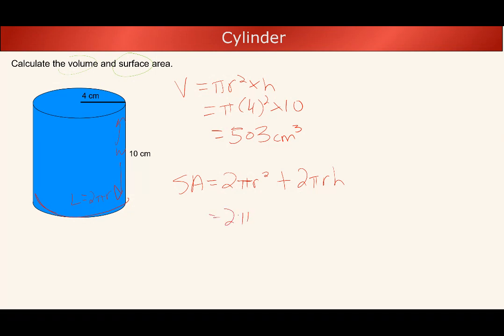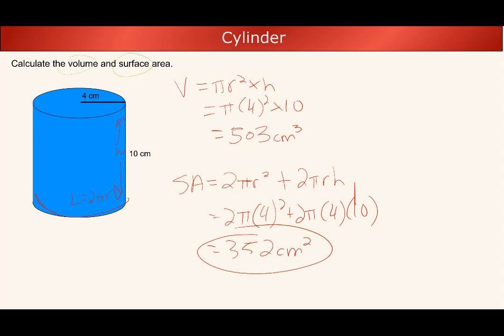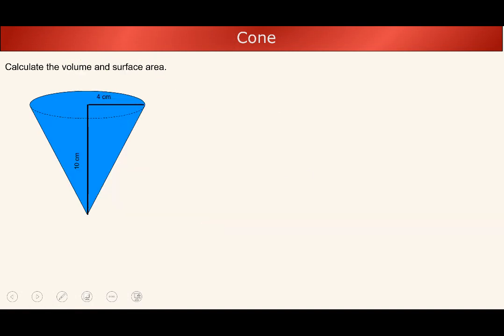So that's going to be 2 times pi times the radius squared, that's 4 squared, plus 2 times pi times 4 again times 10. Made my 1 a little big there. 2 times pi times 4 squared, plus 2 times pi times 4 times 10. It equals 352 square centimeters, if I add all those up. Pause the video, check the calculation if you'd like, and that'd be just fine.